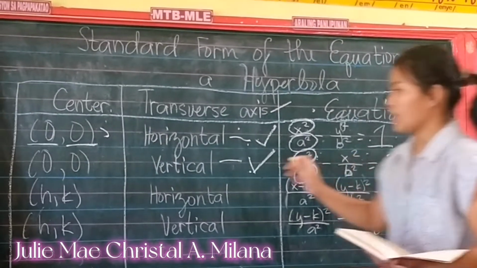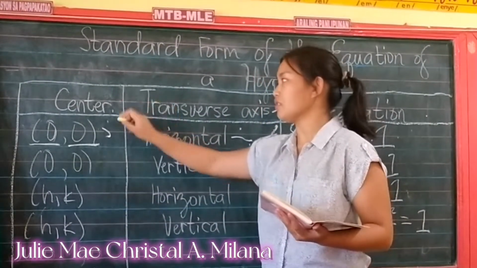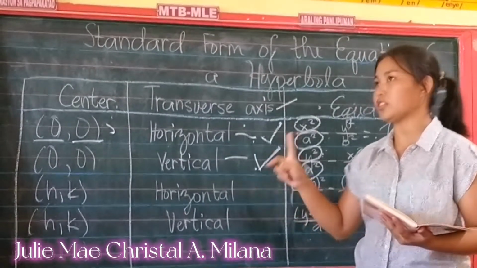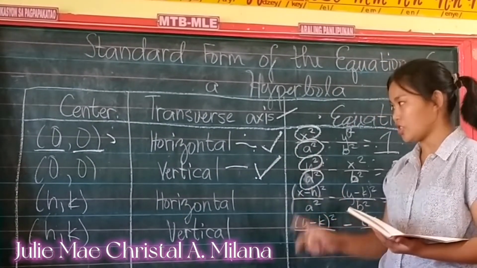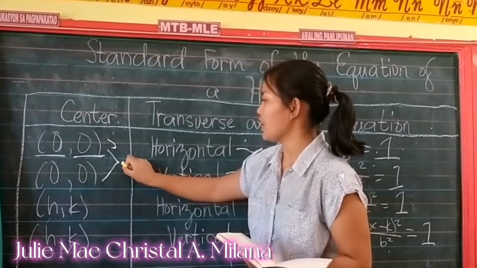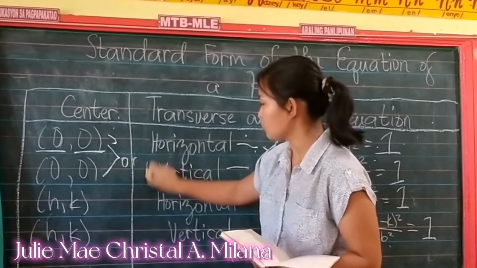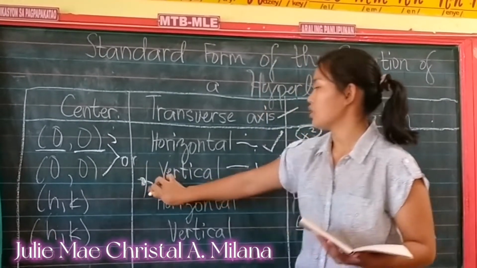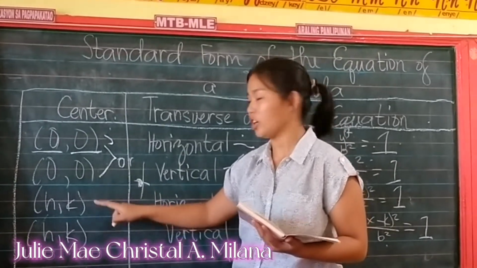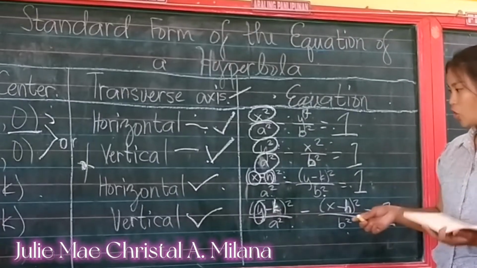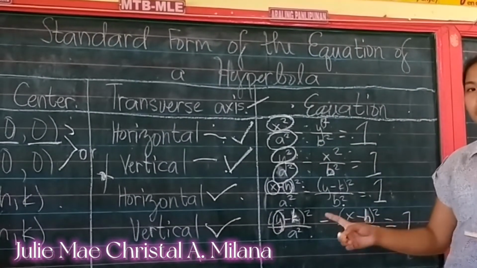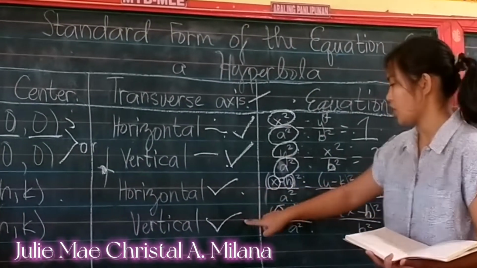Then, here is the HK form. Since the center of a hyperbola has two types, which are center at the origin and center at HK, these two (0, 0) are the actual center of the graph. Then for HK, it is not the center or not in the origin. So with the changes you can see, you can differentiate horizontal or vertical.